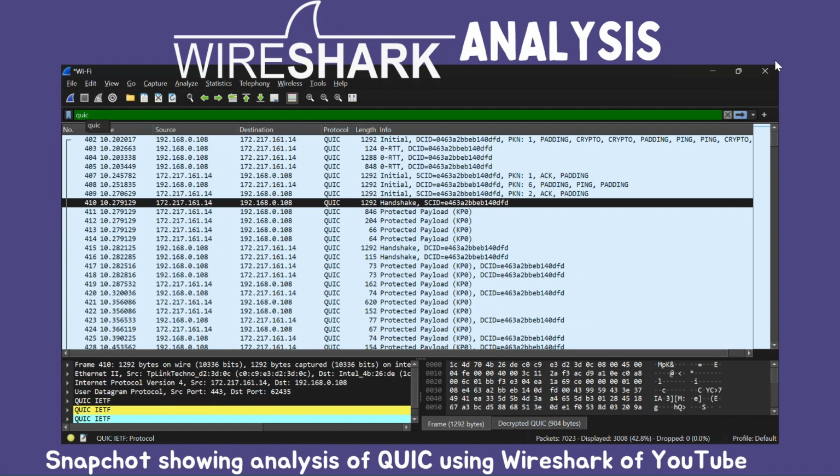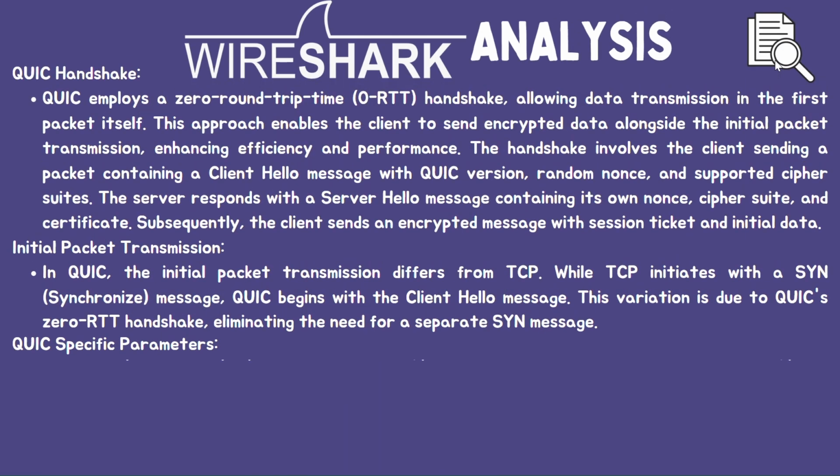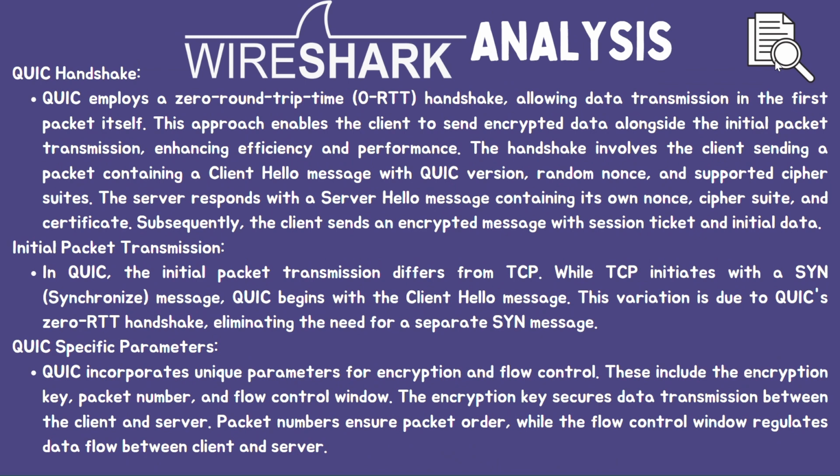Now let us discuss what is going on in this screenshot. I know it's very overwhelming information to see such a large number of things at once, but let me just decrypt it for you. So the QUIC handshake. QUIC uses a 0 round trip, 0 RTT handshake, which means that data can be sent in the first packet itself. In other words, the client can send encrypted data along with the initial packet transmission, which saves time and improves performance.